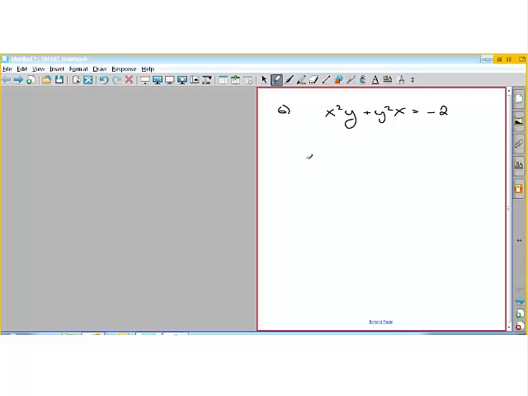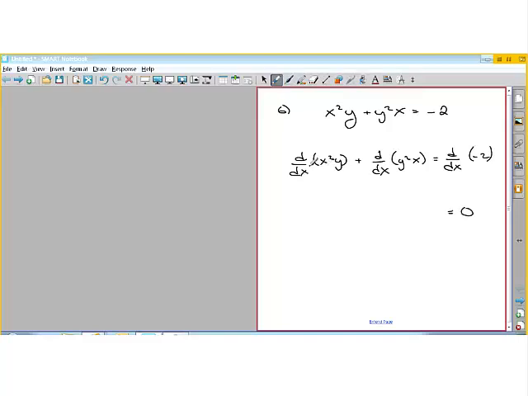So what's the product rule? We'll apply it to this first. You take the first term, multiply it by the derivative of the second. Let me write that out again so we're being very plain about this. Derivative with respect to x of x squared y plus derivative with respect to x of y squared x is equal to the derivative with respect to x of -2. Okay, the last part's easy, 0.